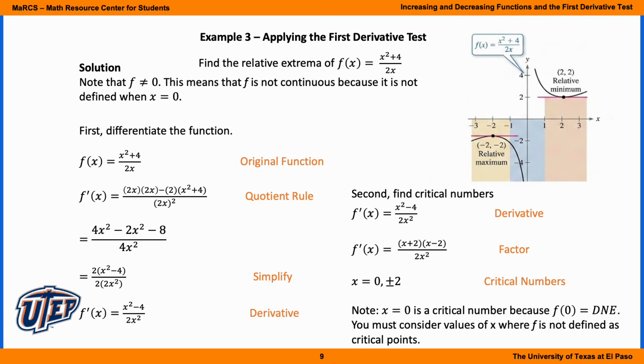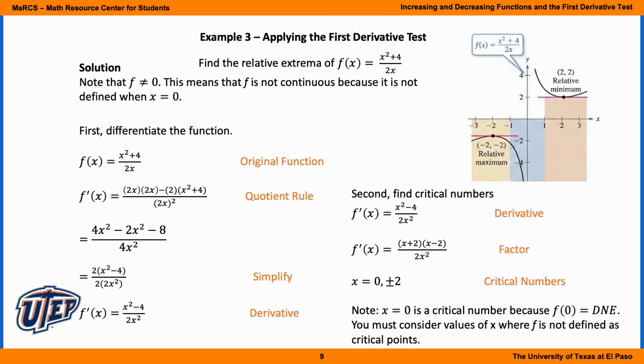Here we're given another example of applying the first derivative test. We are told to find the relative extrema of f of x equals x squared plus 4 divided by 2x. A little side note before we begin: the function f is not continuous because it is not defined when x is equal to 0.